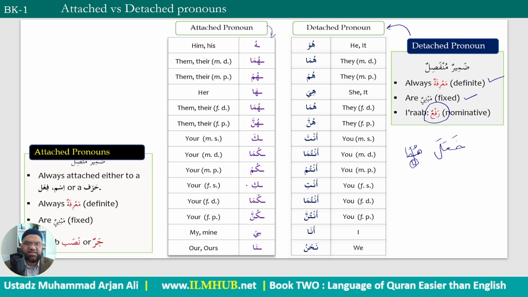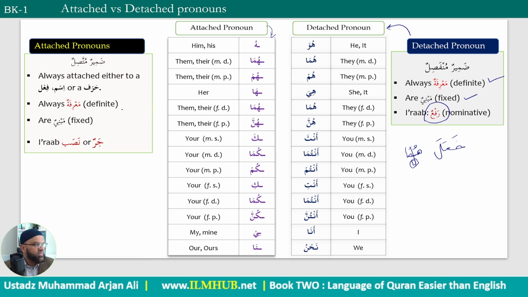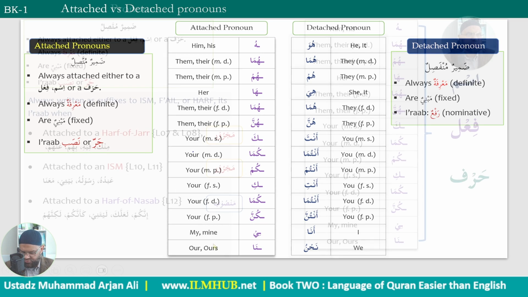So please note that. And the things to note about them is, of course, they can connect to anything. They can connect to a harf, they can connect to an ism, they can connect to a fi'lun, all three. And they are definite, of course, and they do not change. There are some changes at the end, but that's phonetic. I'll cover that, inshallah. Don't worry, it is not a change due to i'rab. And they can be jar or nasab. Whenever they attach to a verb, they will be mansub. Why? Because it is maf'ulun bihi. And that is all you need to know as a brief summary of the differences between attached and detached pronouns.